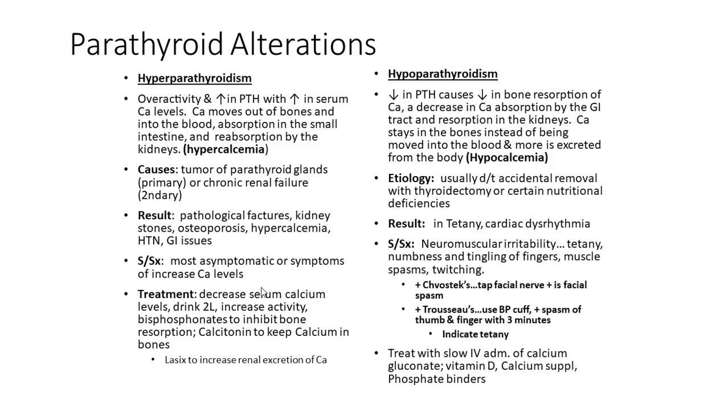There's a test called Chvostek's sign, and if you tap their facial nerve, you're going to see a facial spasm, or Trousseau's sign, which is use a blood pressure cuff, and there'll be a spasm of the thumb and the finger. And this is what we do when we're looking for tetany. What we're going to do, we're going to give them maybe IV calcium gluconate. We're going to get them vitamin D. We're going to give them calcium supplements, phosphate binders, because we want to get the phosphorus taken care of too. It can be life-threatening to be hypoparathyroid.